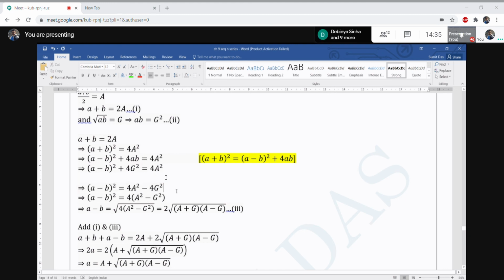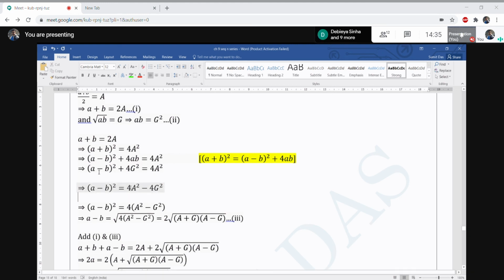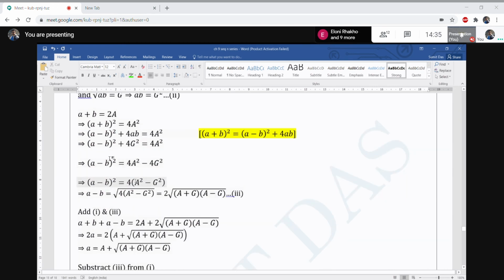Now on the right hand side, left hand side will not do anything. On the right hand side we are taking common 4. Okay, so what will be inside? A square minus g square. Now a minus b whole square is equal to 4 times a square minus g square. So a minus b equal to square root of 4 times a square minus g square. Okay, square root of 4 we know is 2, and a square minus g square we are using the formula a plus b into a minus b.